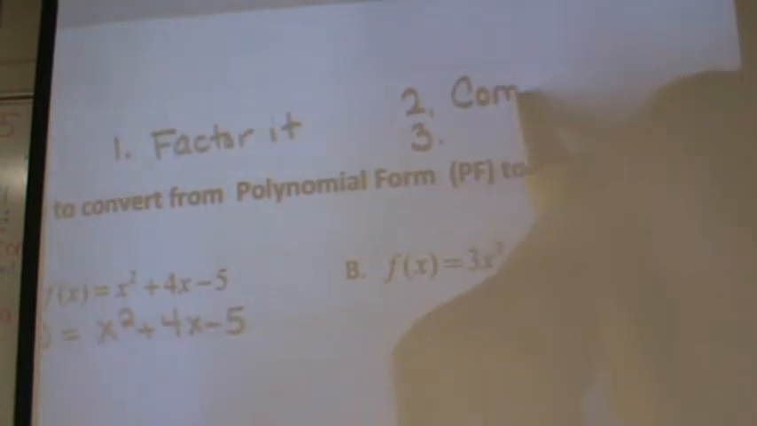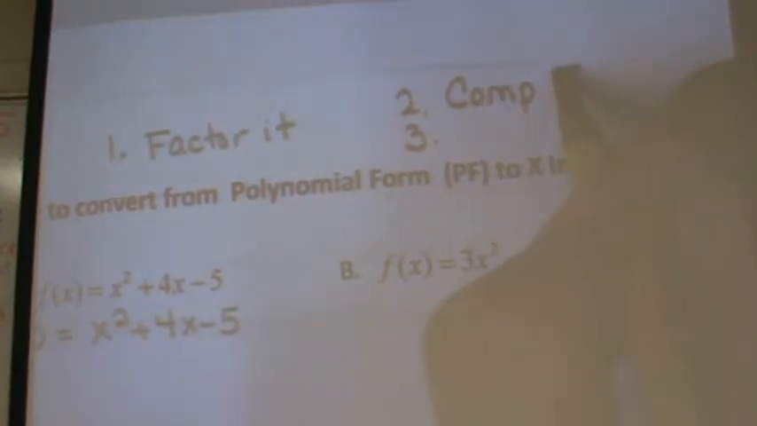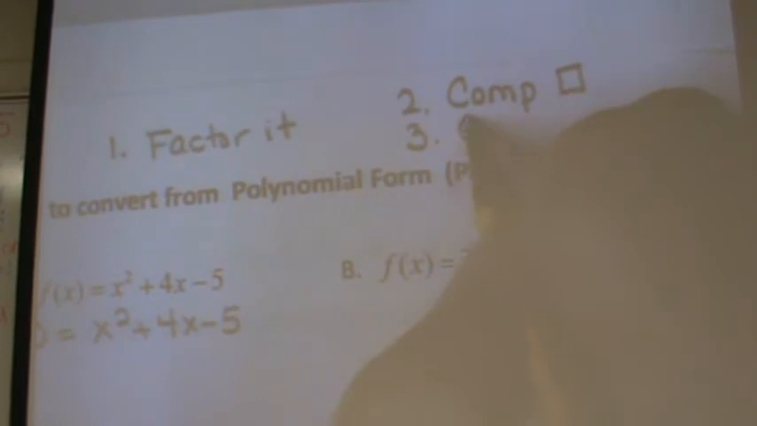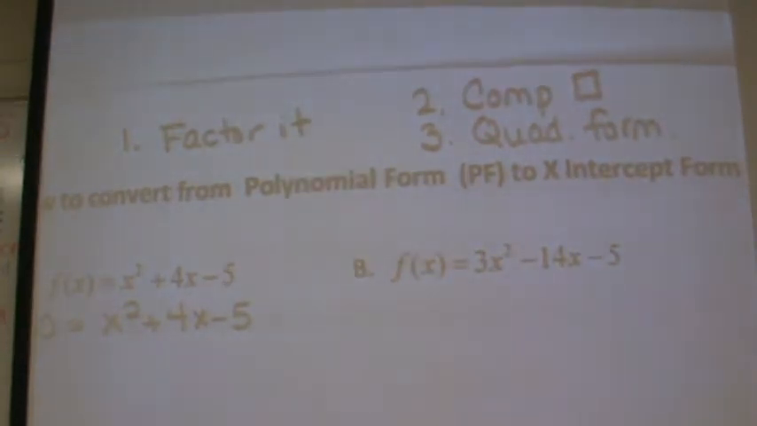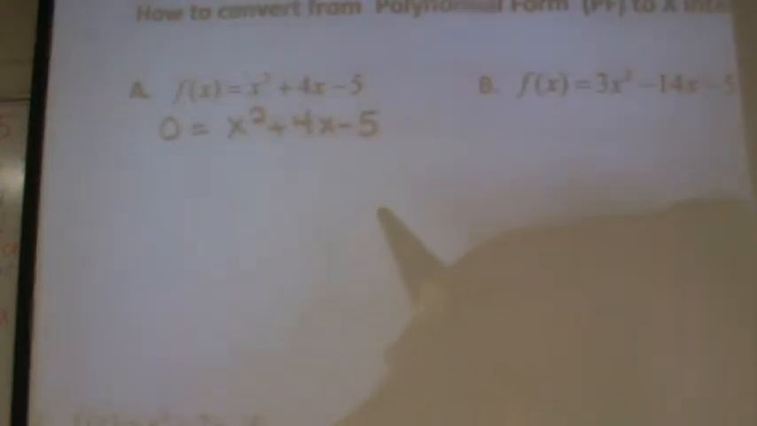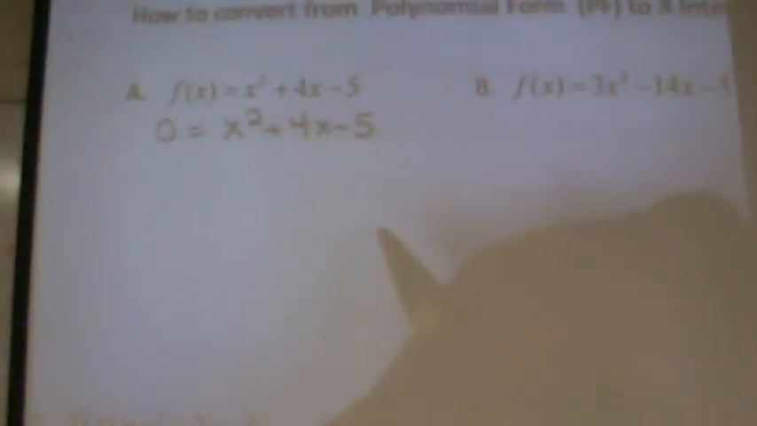If it's not factorable, what do you have to do? You either complete the square, or you use the quadratic formula. Those are your 3 choices. Okay, so you want to first find your zeros. And then how are you going to write the x-intercept form?